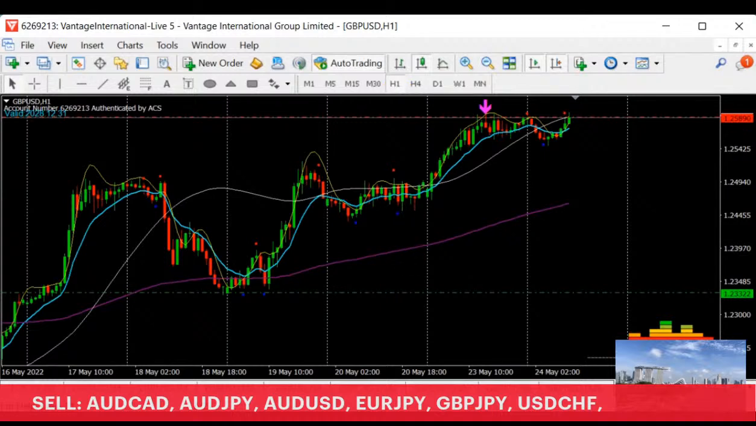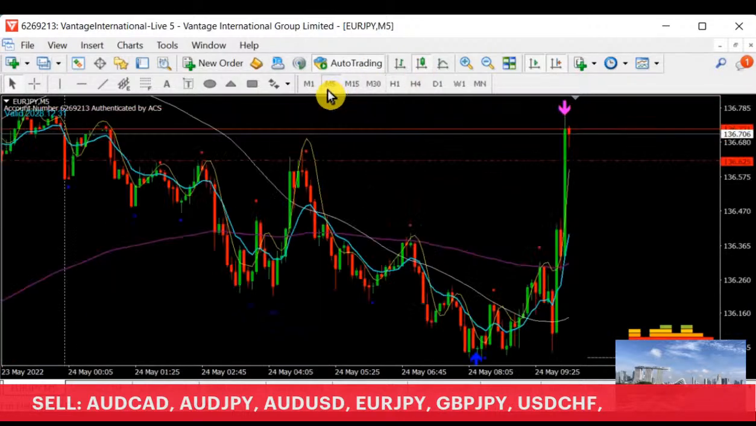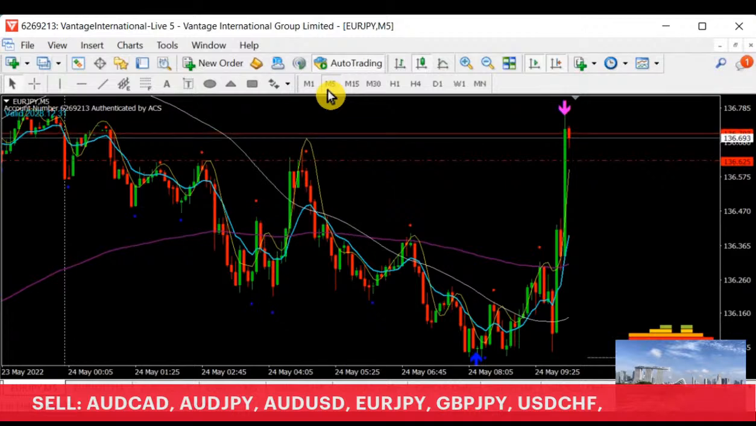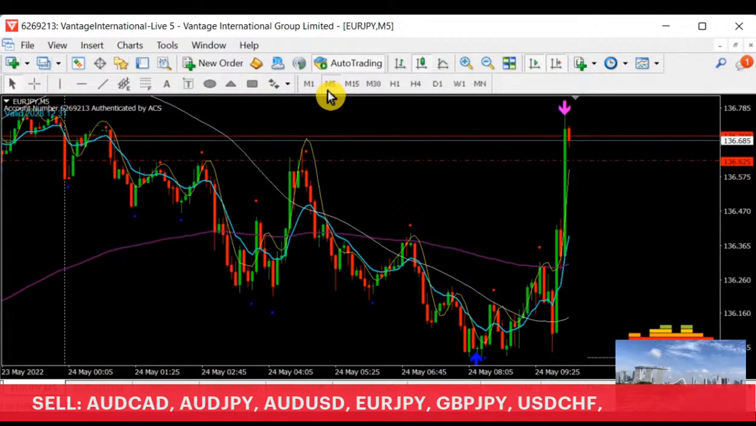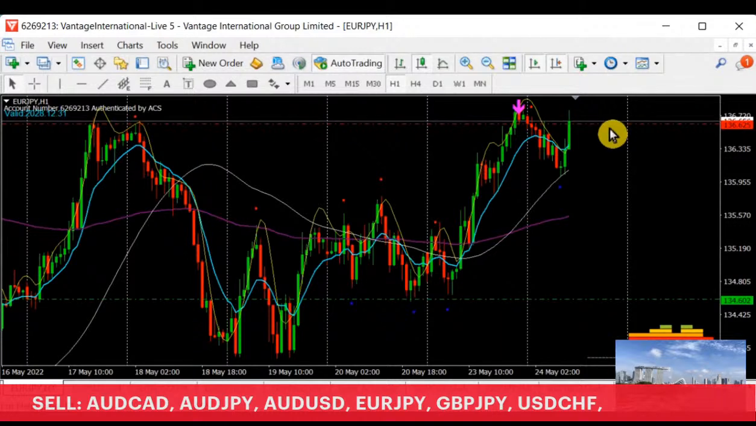Okay, so euro yen. Right now let's take a look at euro yen. There's a good push to the resistance. This is something I like. Why do I like to see this? Because it can go as fast to test on the resistance, and it actually has a good push without any support here. So this is something good.